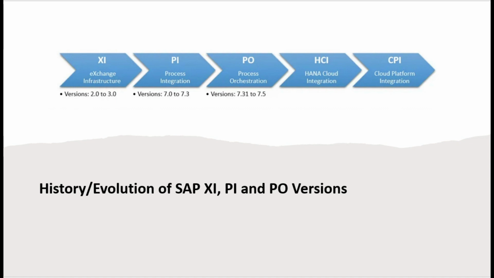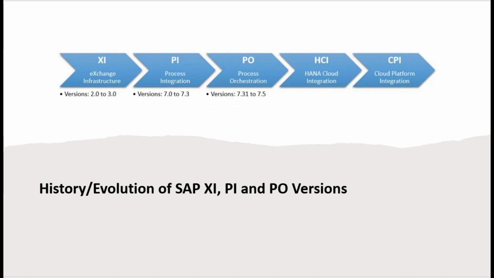So process orchestration finally came in 2012. SAP PO was a combination of PI single stack with business process management, and business rules management, but there are several other differences between PI and PO. Let's not cover that here. And then CPI and HANA Cloud Platform Integration are the newest addition from SAP.